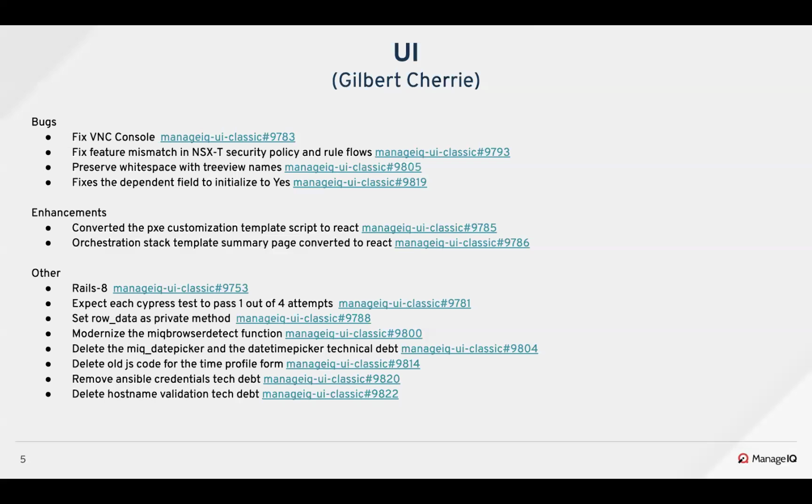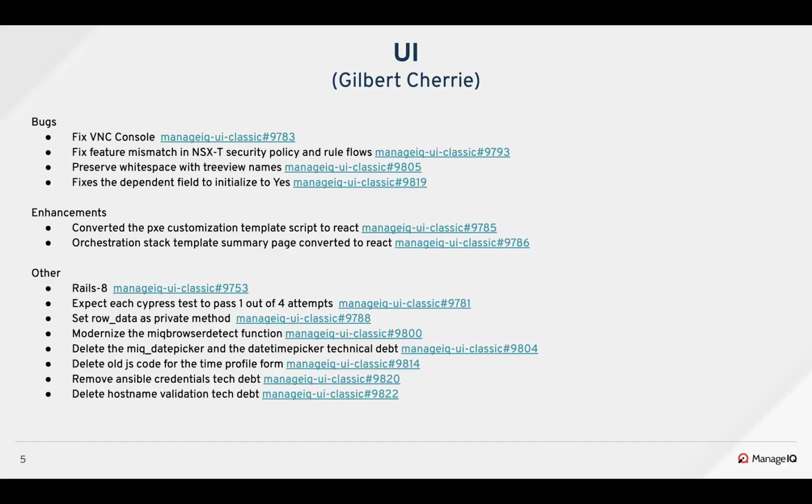Thanks, Harrison. So for the UI, we had some bug fixes. First, the VNC console was fixed by an open source user. The feature mismatch in NSXT security policy and rule flows was fixed by Oswald. I fixed a bug with preserving white space in the tree view names. I also fixed a bug with one of our forms to set the initial value of the dependent field to yes. A couple enhancements I made: I converted the PXE customization template script to React and the orchestration stack template summary page also to React.